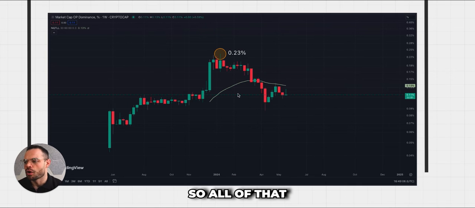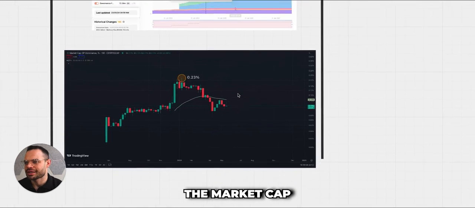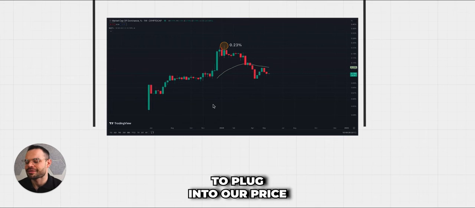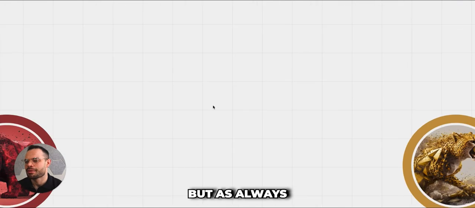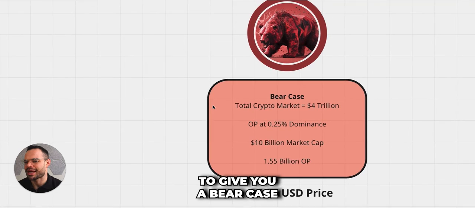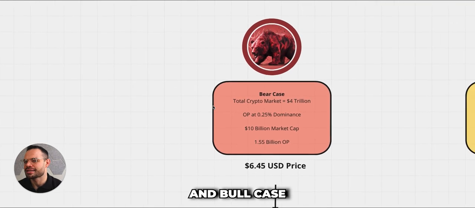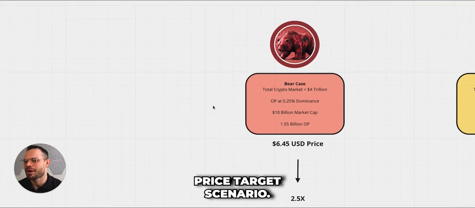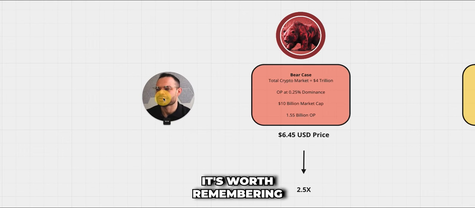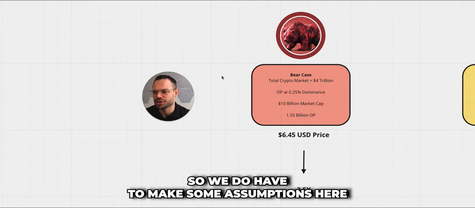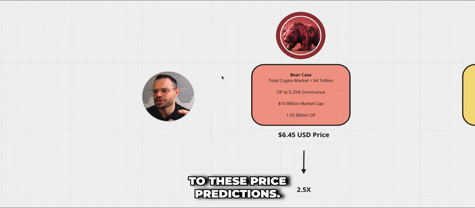So all of that taken into consideration, the market cap dominance is another variable that we have to plug into our price prediction equation. But as always, we're going to give you a bear case, base case, and bull case price target scenario. And as we move over here, it's worth remembering that we do have to plug in certain variables. So we do have to make some assumptions here when it comes to these price predictions. But that's why we spent the past 8 or 9 minutes going through the fundamentals to get a better understanding of how we're coming to the conclusion for some of these variables.